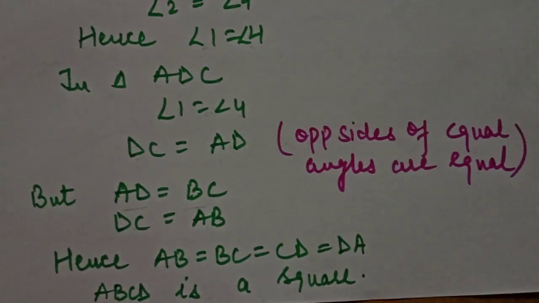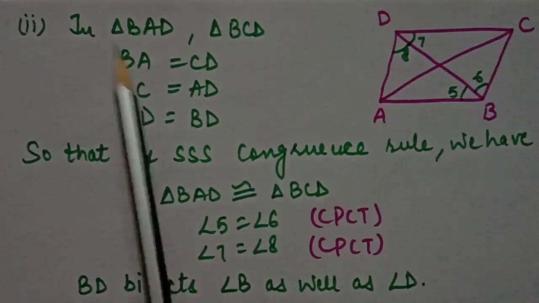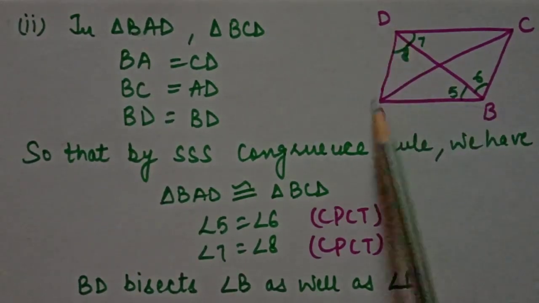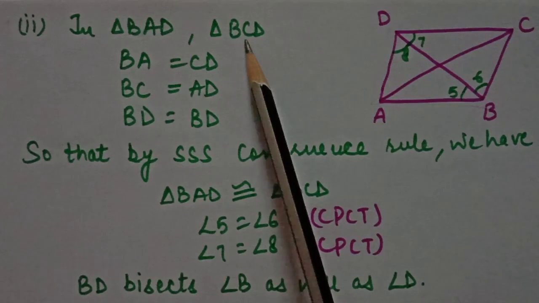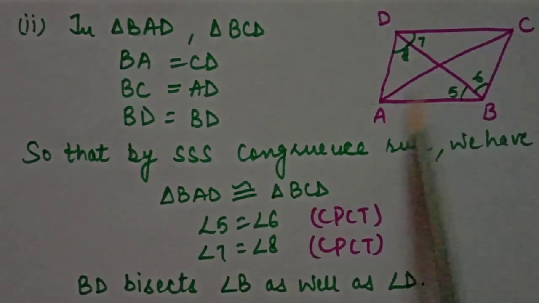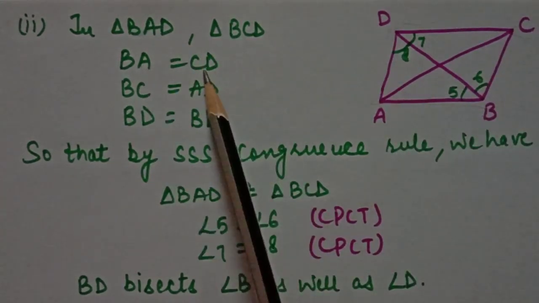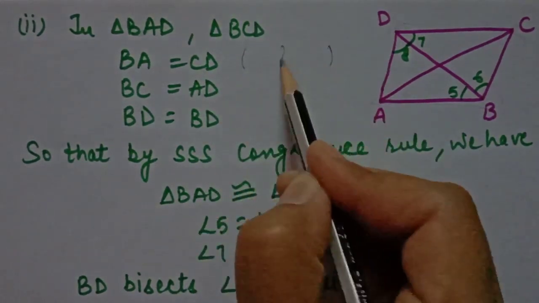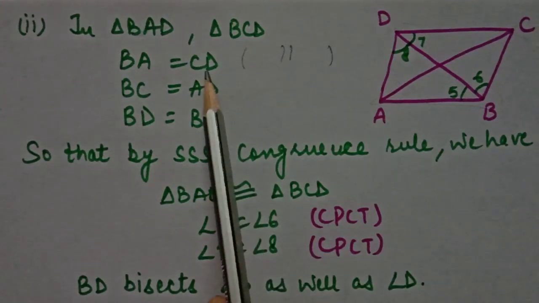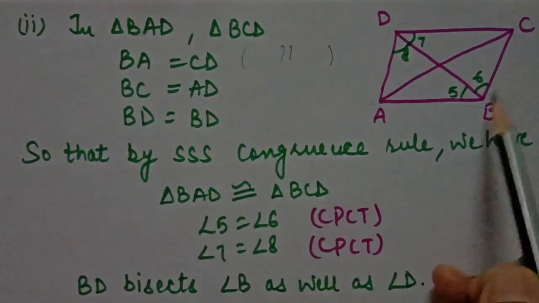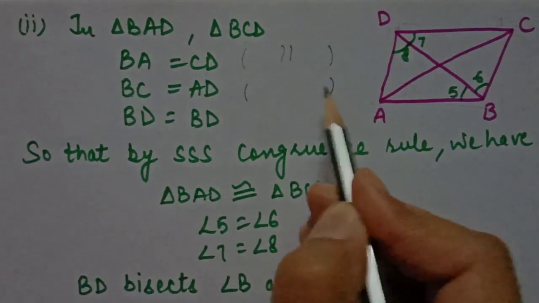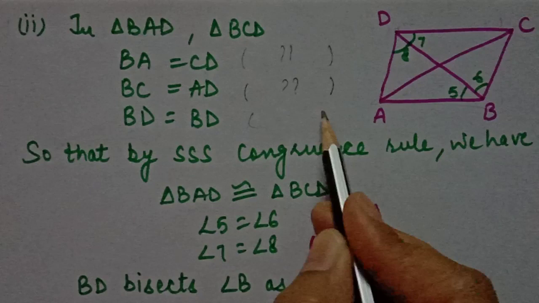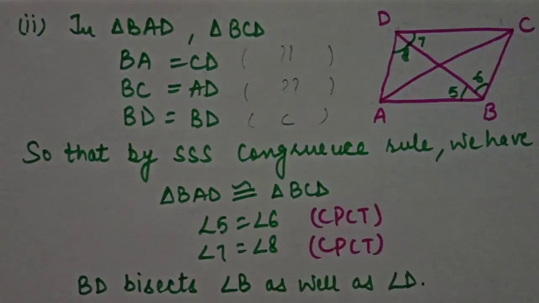Second part of the question. In triangle BAD and triangle BCD, in these two triangles, BA is equal to CD, opposite sides of a parallelogram. BC is equal to AD, again opposite sides of a parallelogram. BD is equal to BD, common.